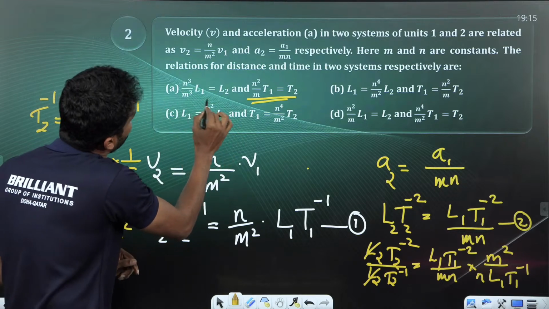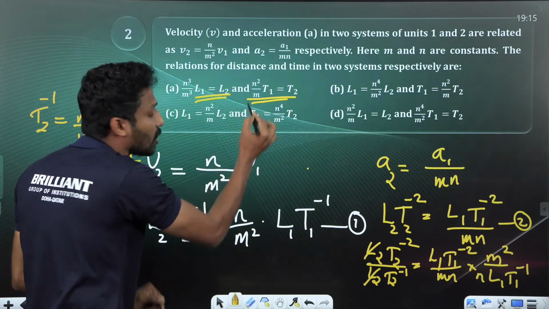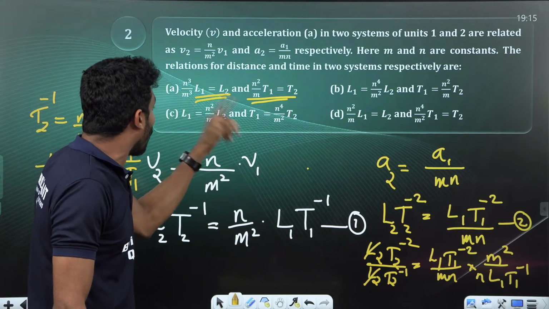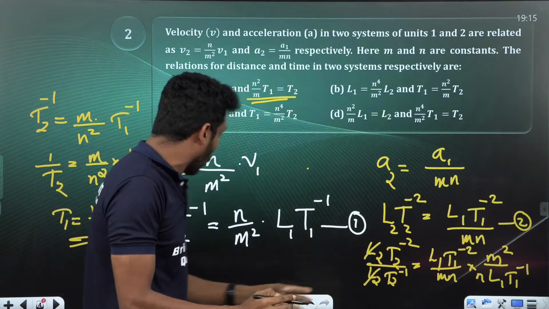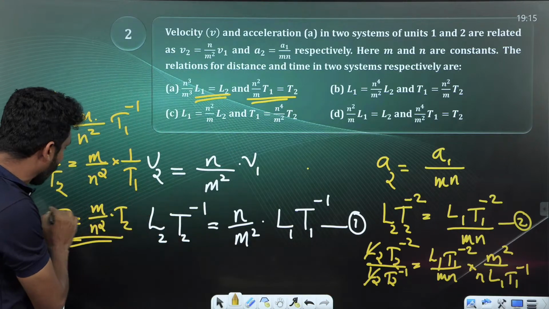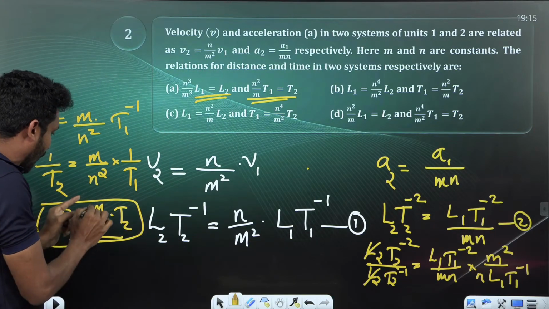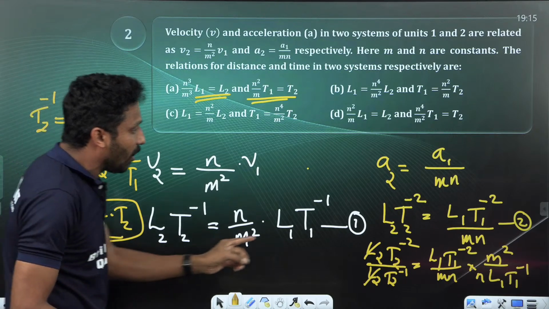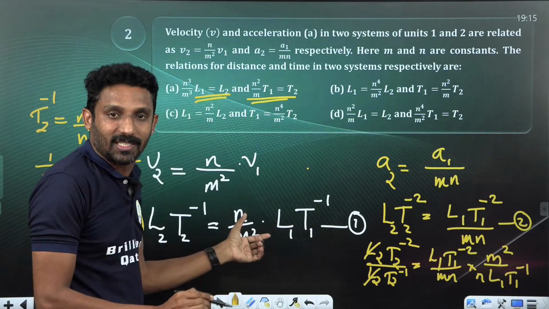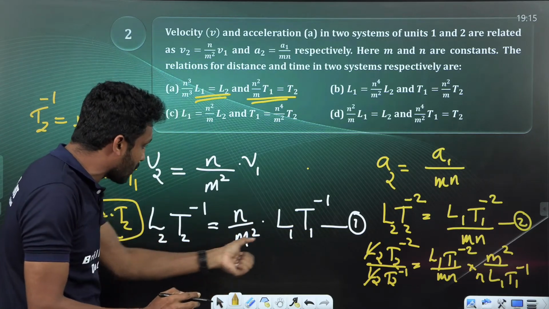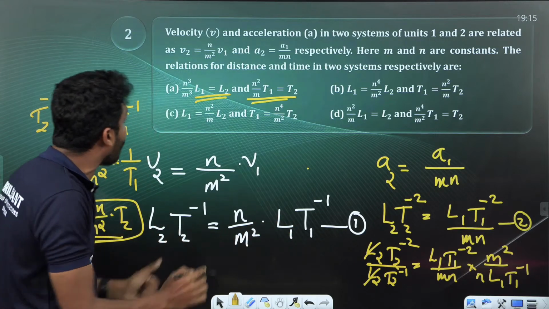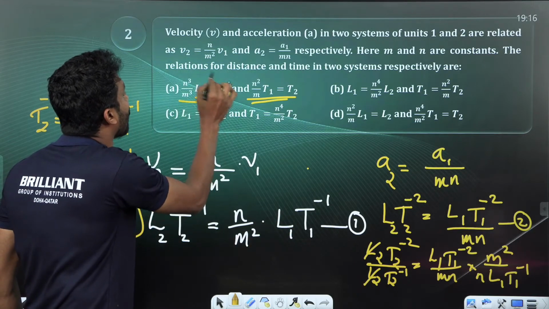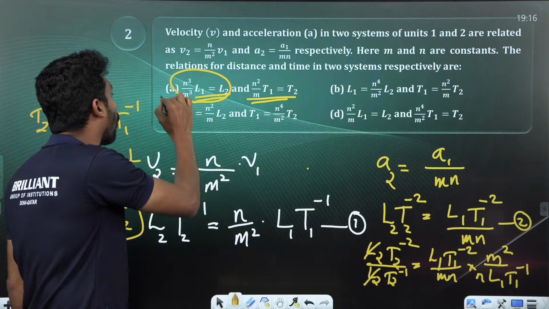And we can check this relation between L1 and L2 also. What we do? We put the value of T1, m by n square T2, in any of the equations. We will get this relation only, so the correct answer is option A.